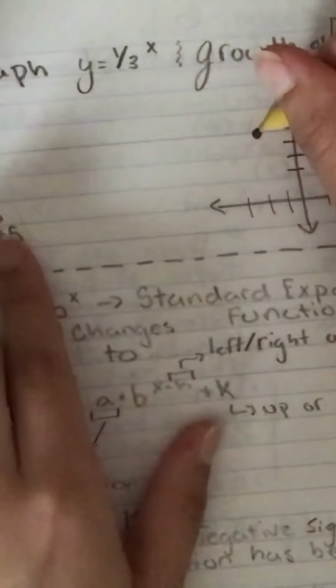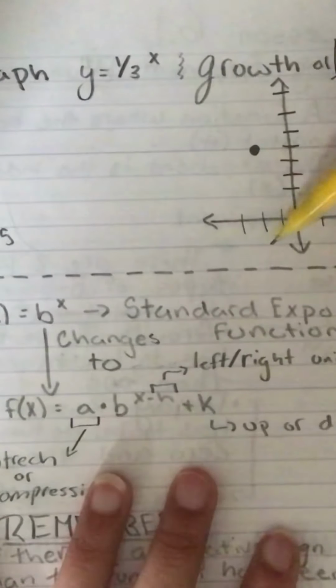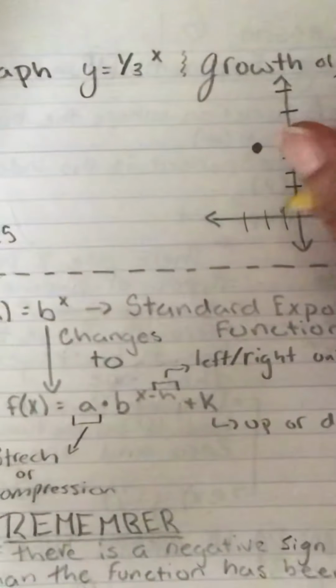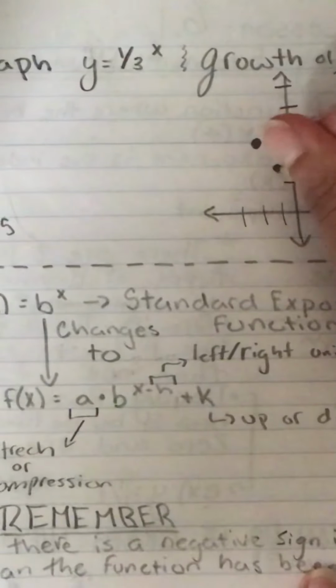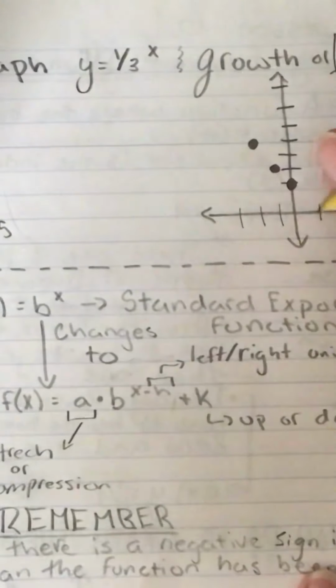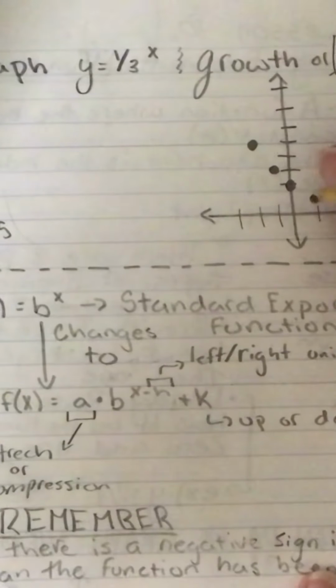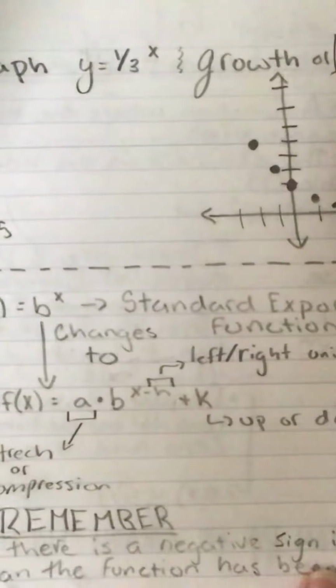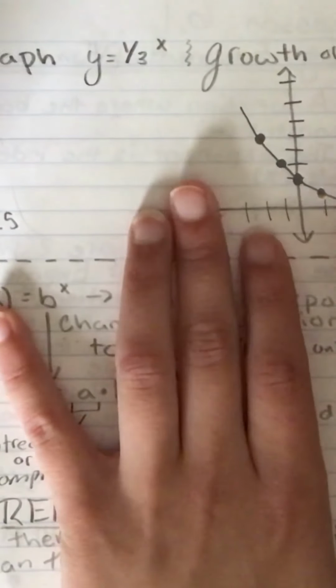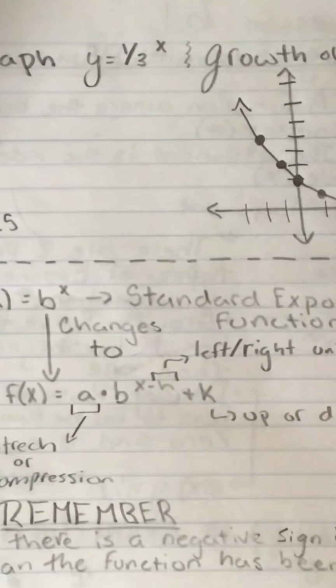Okay, now that we have gotten our points, we can graph. So I already started, and this point is -2, 4. This one is -1, 2, and 0, 1. And then this one is 1, 0.5, so that would probably be like right here. And then this one would be right there. And as you can see, this is our exponential function as a decay graph.